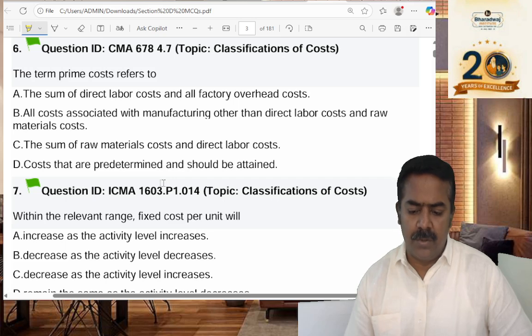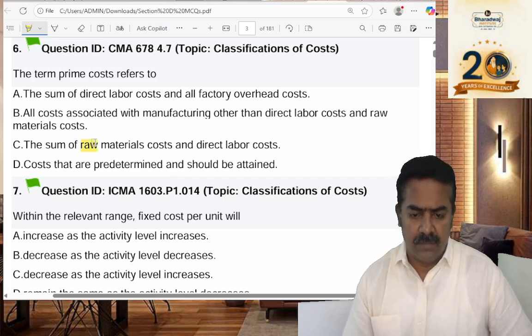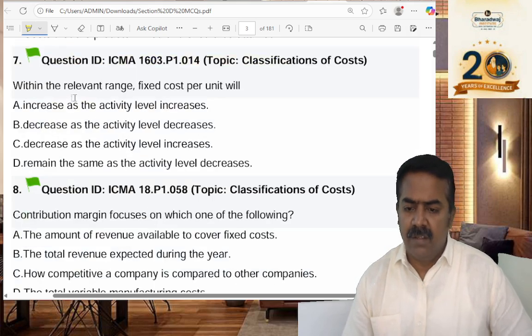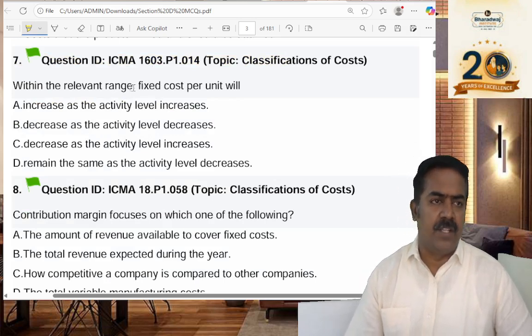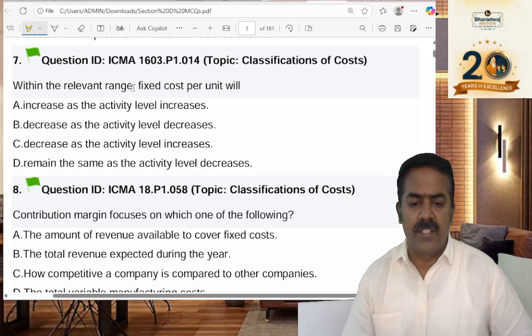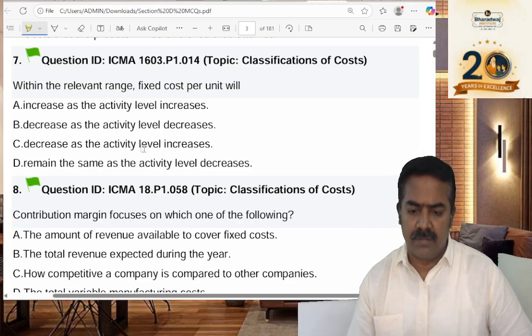Prime cost includes material plus labor. We call it which one? Prime cost. Within the relevant range, fixed cost per unit will keep changing, but when output increases, fixed cost will come down. Which one is the correct option?